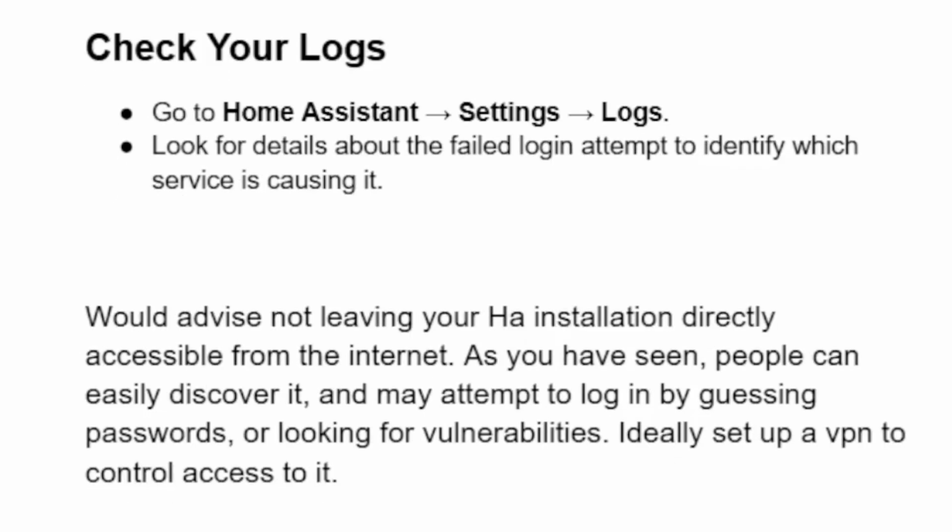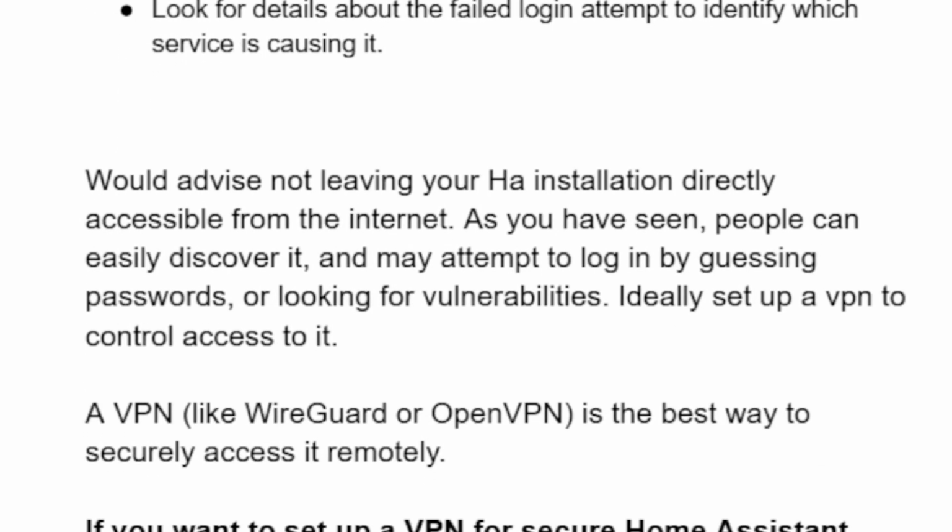Also, I highly advise you not to leave your Home Assistant installation directly accessible from the internet. As you have seen, people can easily discover it and many attempt to log in by guessing passwords or looking for vulnerabilities. Ideally, set up a VPN to control access to it. A VPN like WireGuard or OpenVPN is the best way to securely access it remotely.